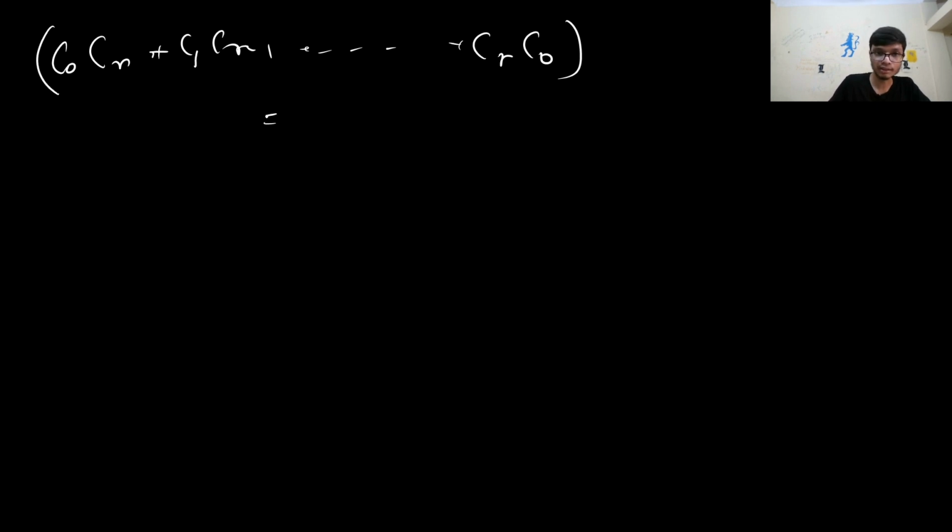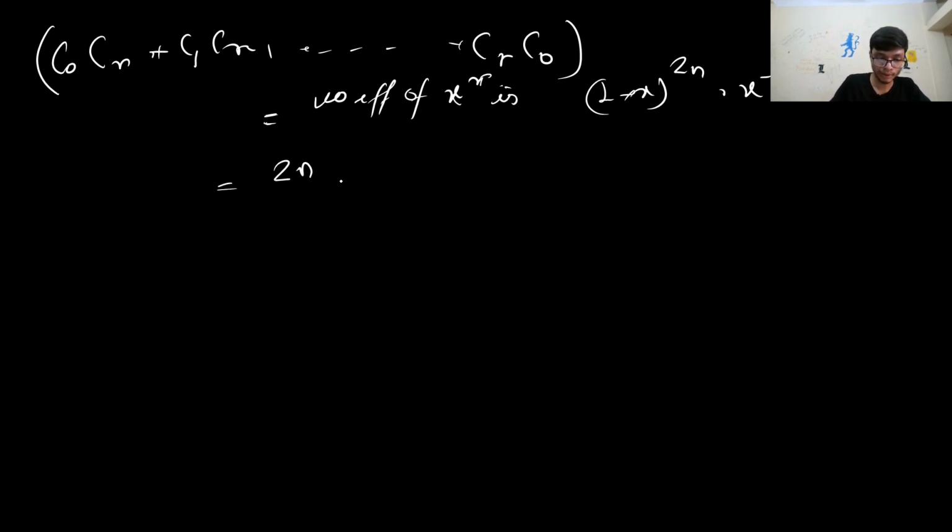So in this scenario, if you want to look at what will be the sum of C0 Cr plus C1 Cr minus 1 and so on up to Cr into C0, this result will be obtained by taking the coefficient of x raised to the power r in (1 plus x) to the power 2n into x raised to the power minus n. So from here, if I take the coefficient of x raised to the power r, I'll get this result as 2nC(n plus r). I hope this is clear.